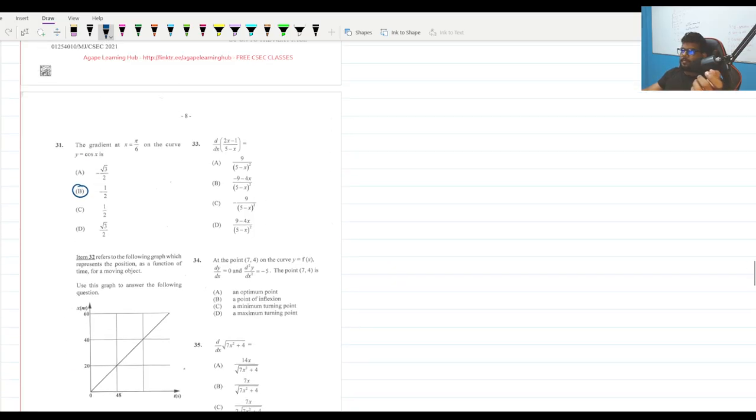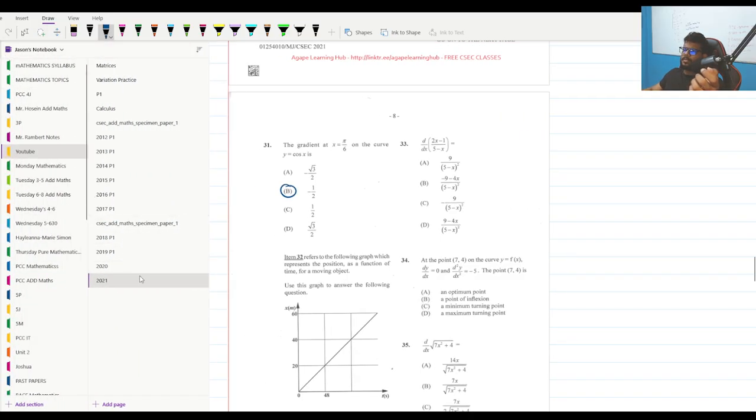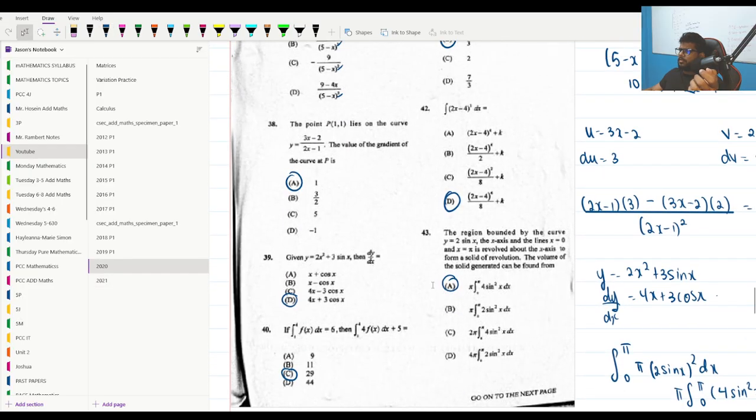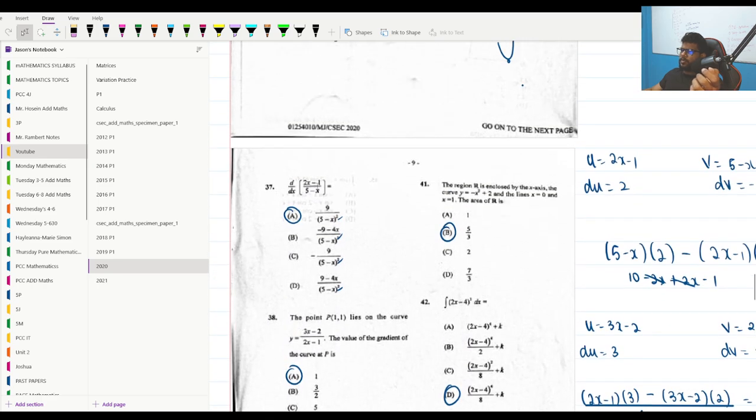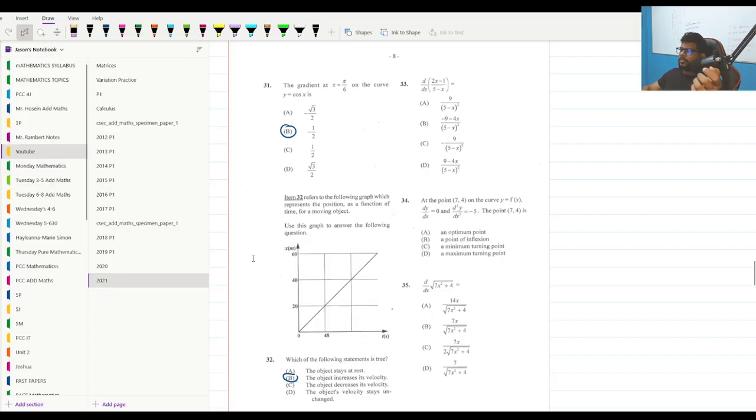Part B. 2x minus 1 over 5 minus x, this is a repeat. 2x minus 1 over 5 minus x. The answer is 9 over 5 minus x all squared. At 0.74, this is another repeat. We have the second derivative is negative. If the second derivative is negative, we add a frown face, so we have a maximum point.